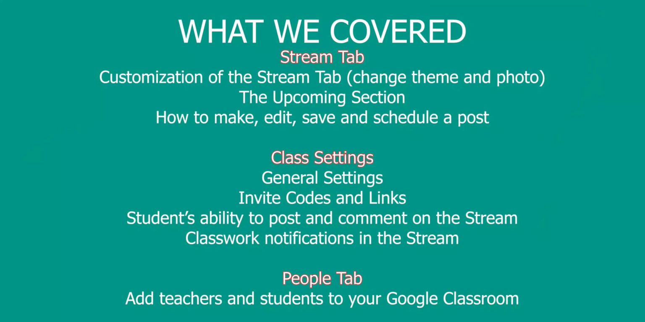And we made it. We went through the Stream tab. We learned how to customize it by changing the theme and the photo. We learned how to make a post. We went into the class settings to see additional options for the class codes, the invite links, as well as how we want the Stream tab to behave as it pertains to allowing students to comment or post on the Stream tab, as well as if we want classwork notifications to also appear in the stream. We also learned how to add teachers and students to the class from the People tab.